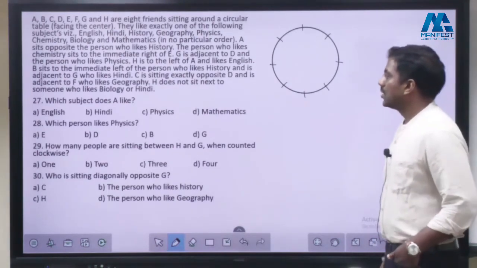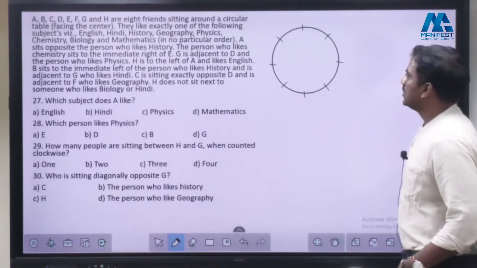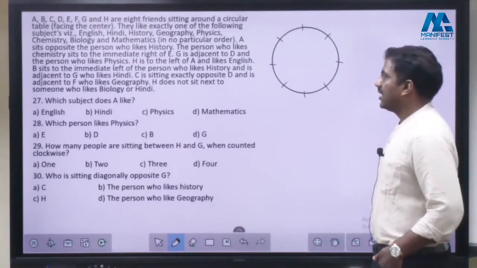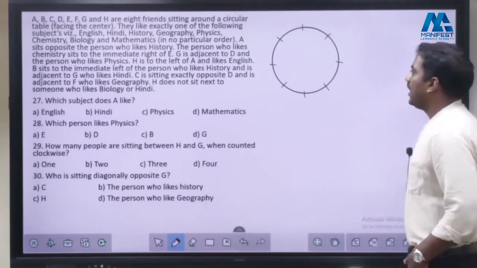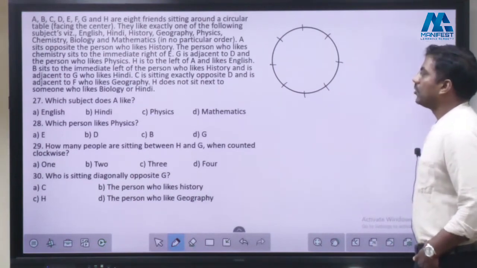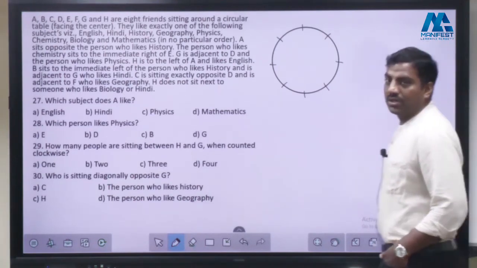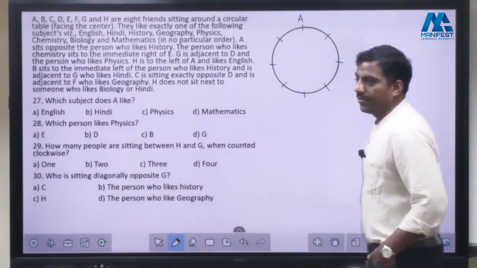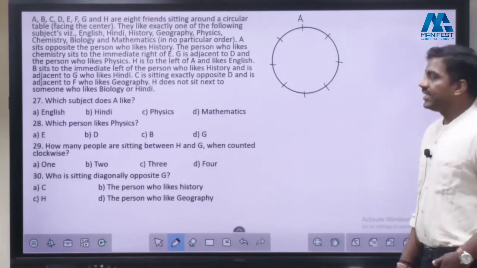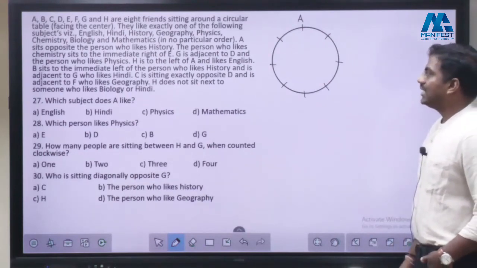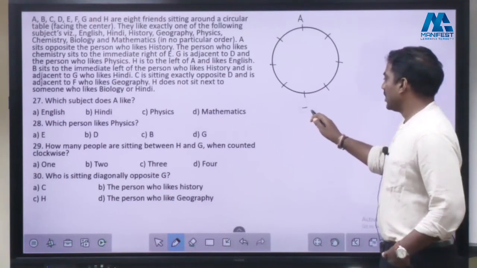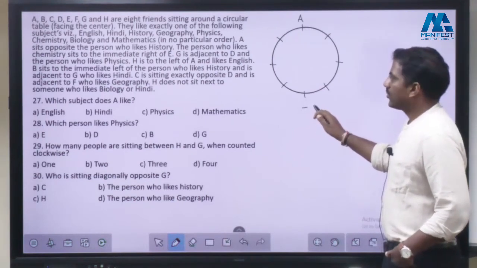They like exactly one of the following subjects. 8 subjects are there. A sits opposite to the person who likes history. So I'll take A anywhere. For me, A is here. A will sit opposite to the person who likes history. This person's name I don't know, but he likes history.